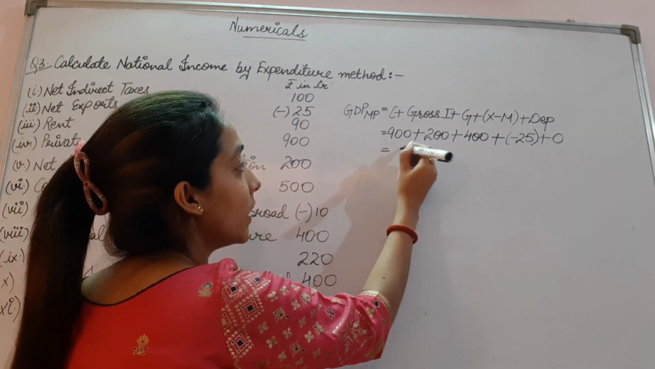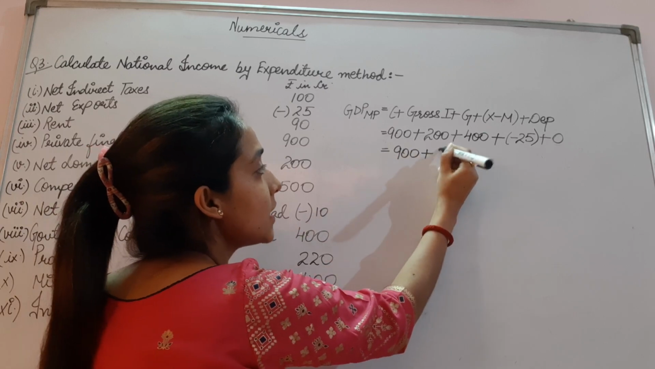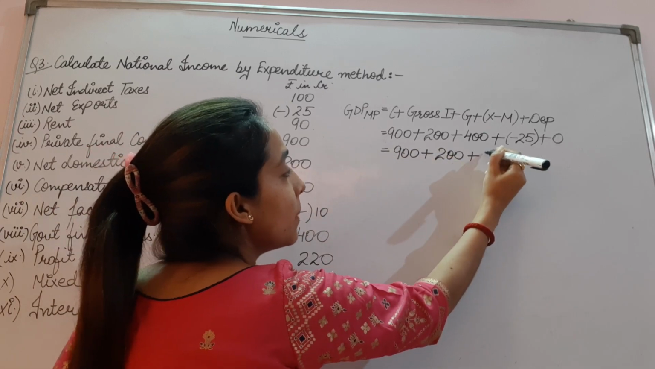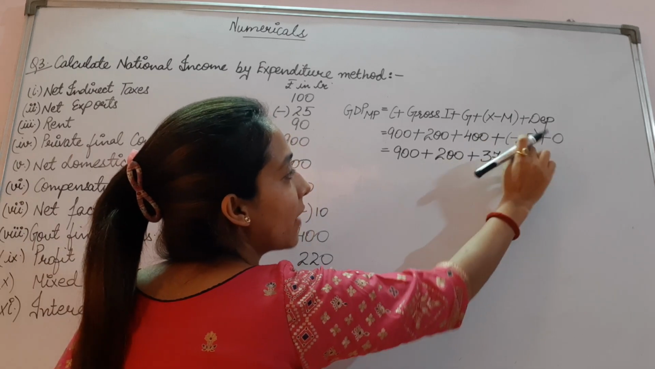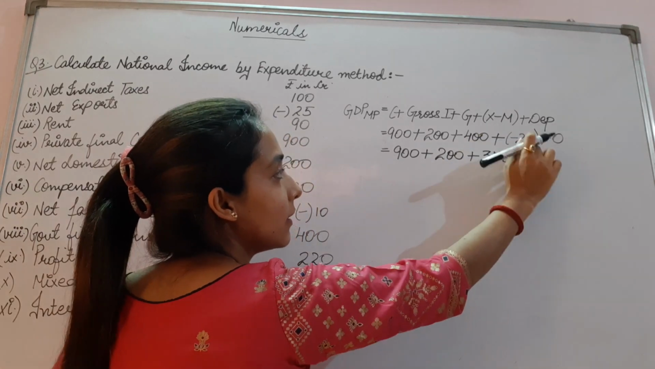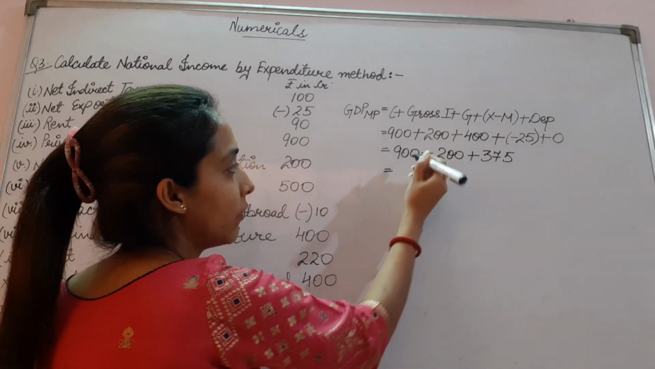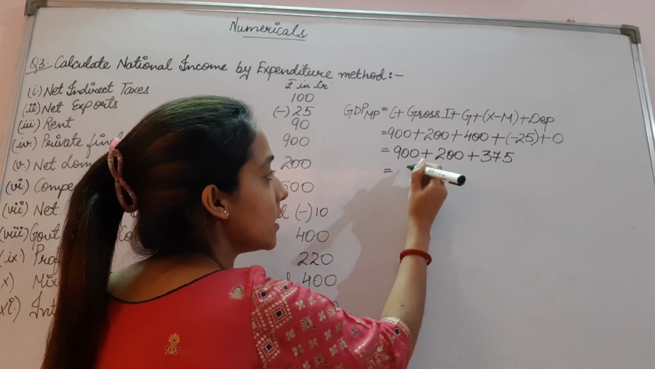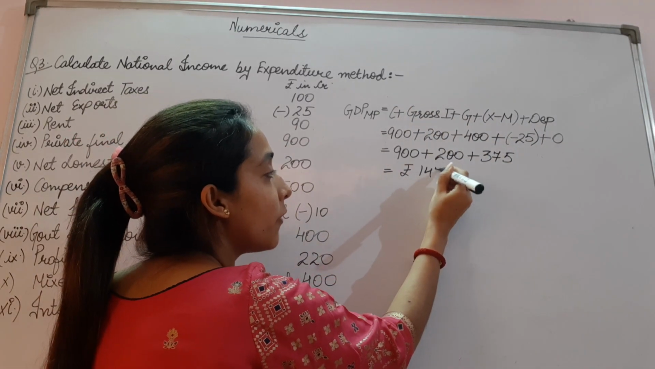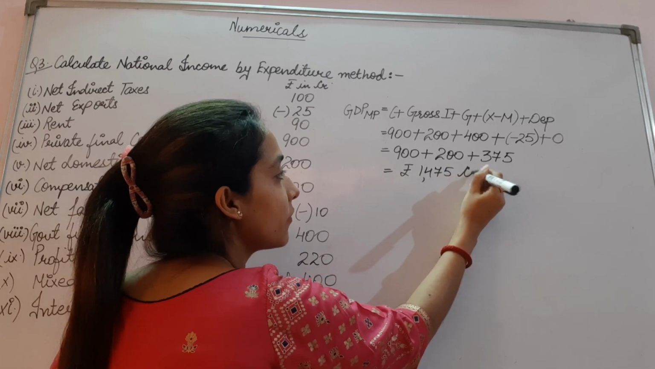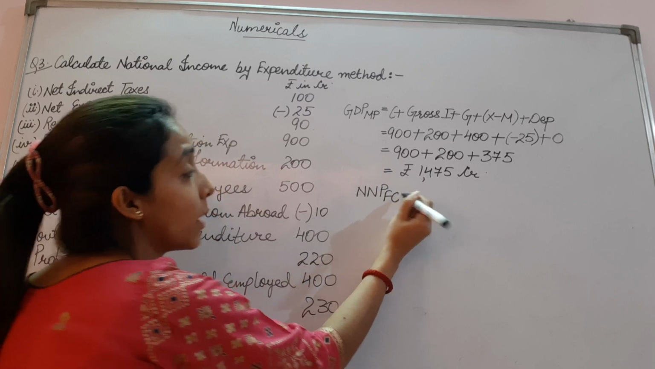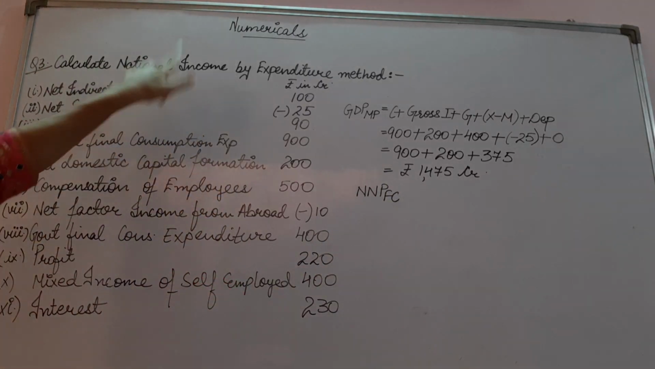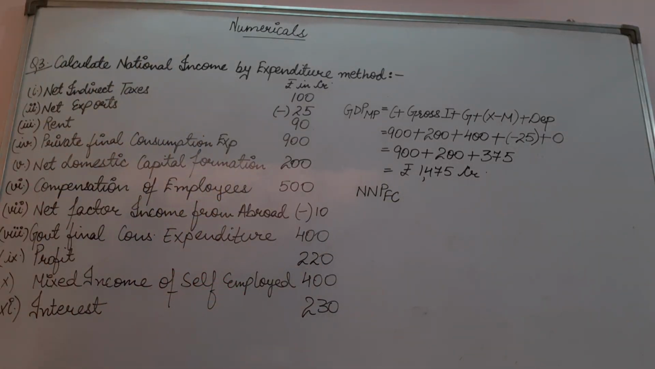So it will be 900 plus 200 plus 375, after subtracting 25 from 400. It will be 1475 crores. We have to calculate NNP at FC, because what we have to calculate? National income.